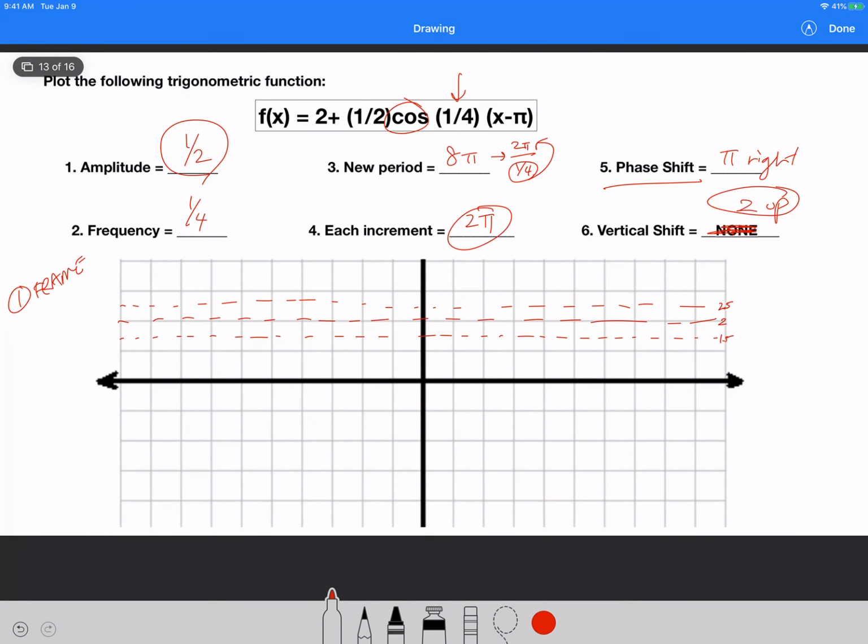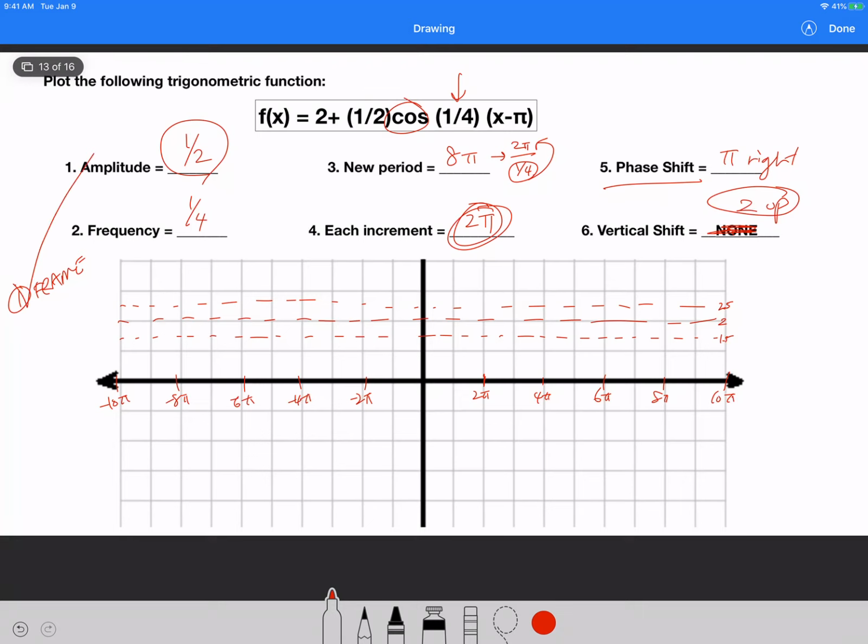Then I'm going to establish my x values, each increment being 2 pi here. So 2 pi, 4 pi, 6 pi, 8 pi, and 10 pi. That doesn't change. And you would do the other way around as well. Now the framework has been established.